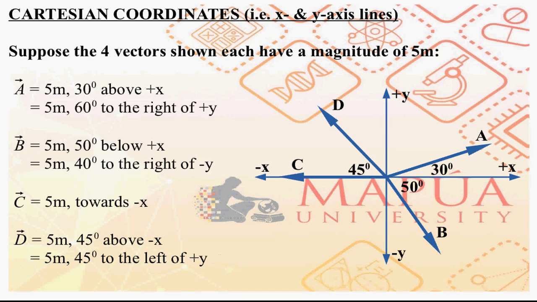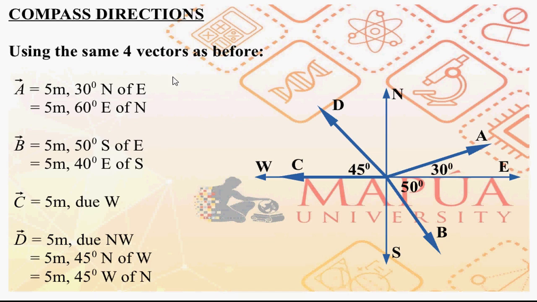Another common way of describing the direction of vectors is by using the compass directions. This is particularly applicable for, say, maps and such. Using the same vectors as we had in the previous example, we still have vectors A, B, C, and D, and same magnitude, 5 meters. But this time, instead of x and y axis lines, you have north, east, south, and west directions. And we describe the direction of our vectors in terms of these four directions.